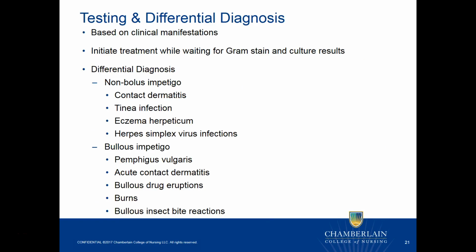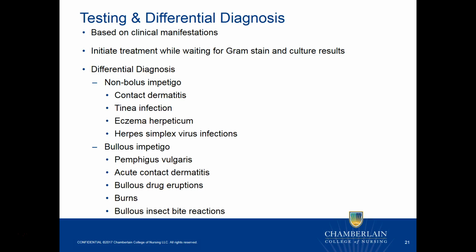The diagnosis of impetigo often can be made on the basis of clinical manifestations. A Gram stain and culture of pus or exudate is recommended to identify whether Staphylococcus aureus and/or beta-hemolytic streptococcus is the cause. However, treatment may be initiated without these studies in patients with typical clinical presentations.